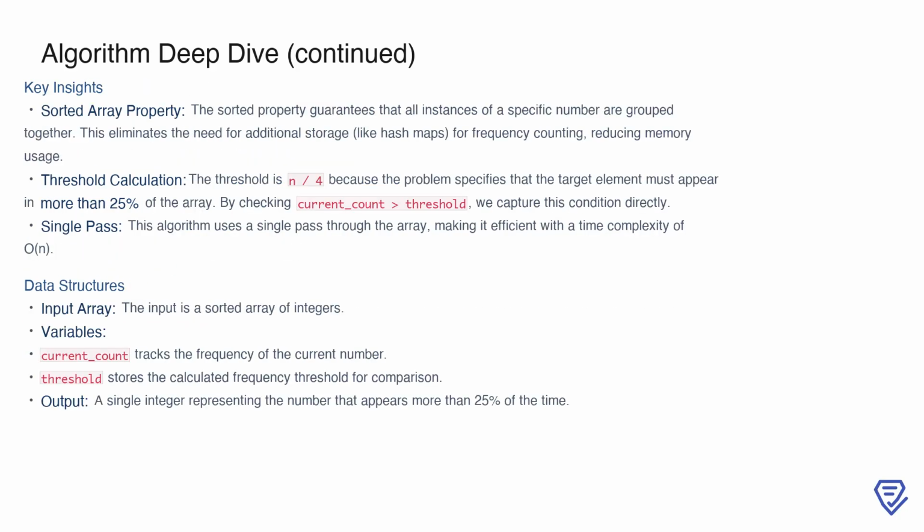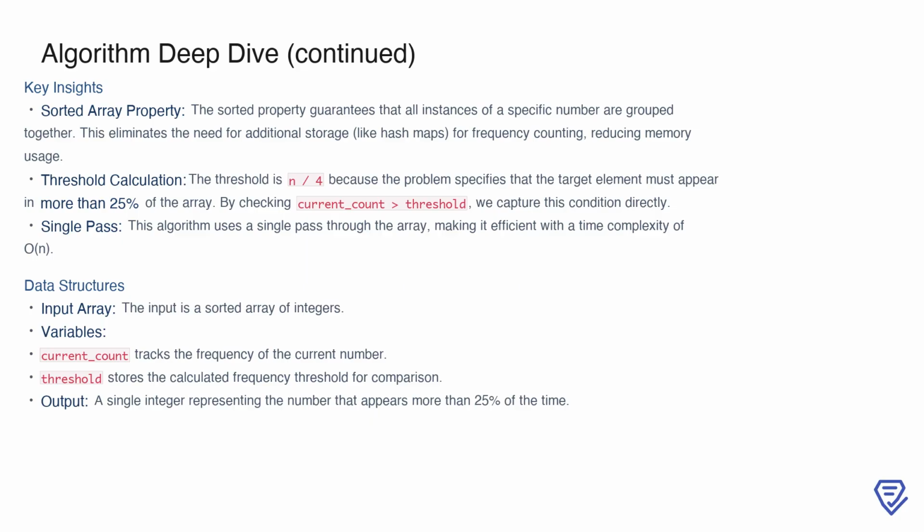This algorithm works efficiently due to several key insights. The sorted property of the input array ensures that all instances of any given number are grouped together, eliminating the need for extra memory like hash maps to track frequencies. Instead, we simply compare adjacent elements to count occurrences.